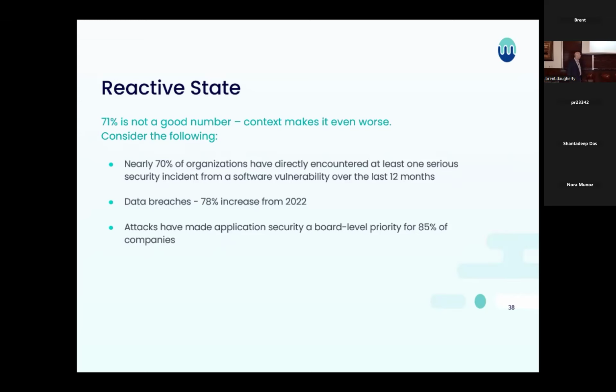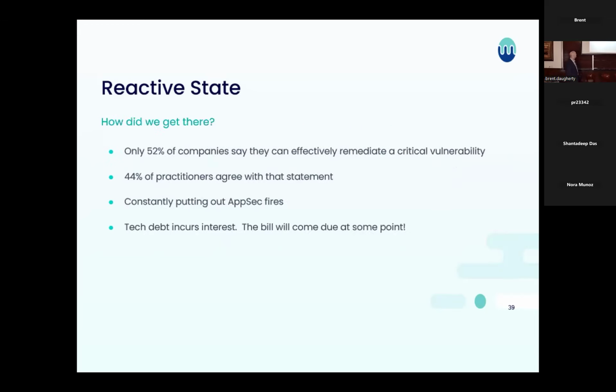Attacks have made application security a board level issue. Your board of directors are now starting to be more active in security because you're seeing it in the news more and more frequently. So how did we get here? 52% of the companies say they can effectively remediate a critical vulnerability. Think about this. If a critical vulnerability, we'll just use Log4j because everybody knows this. Log4j happened.